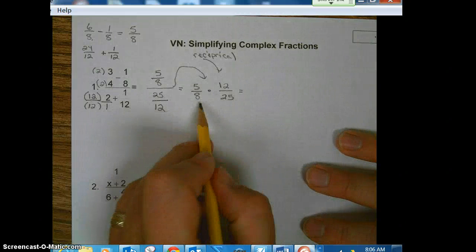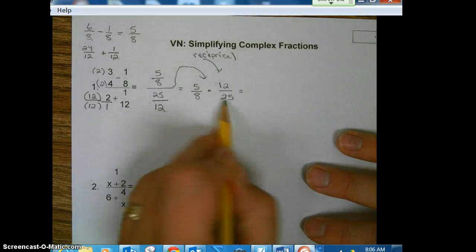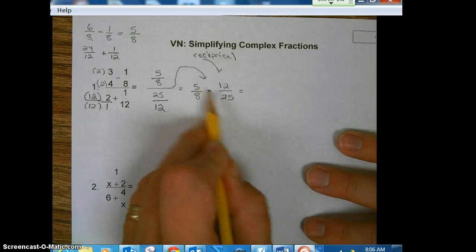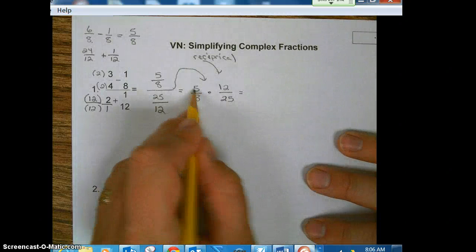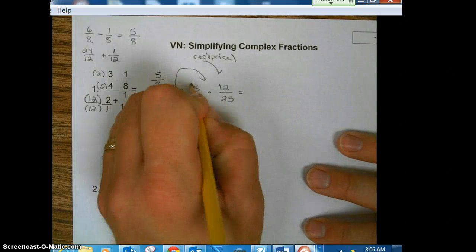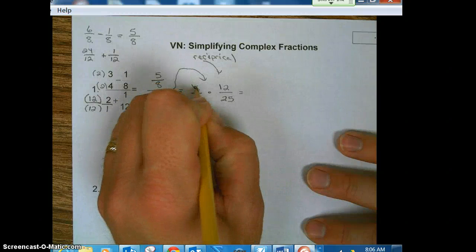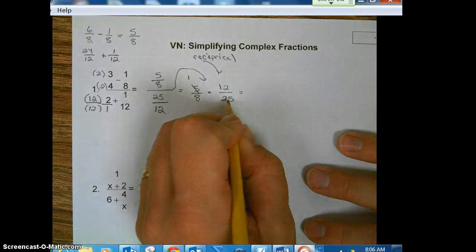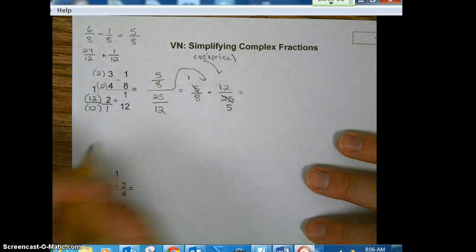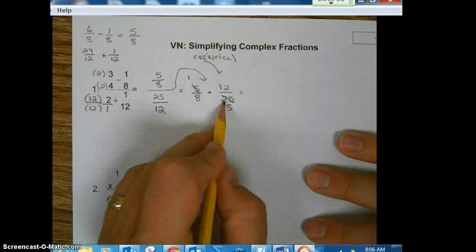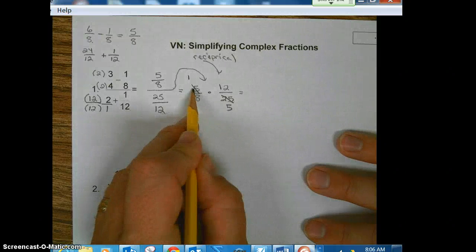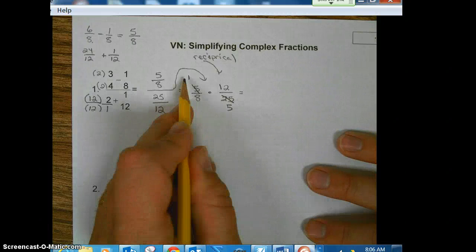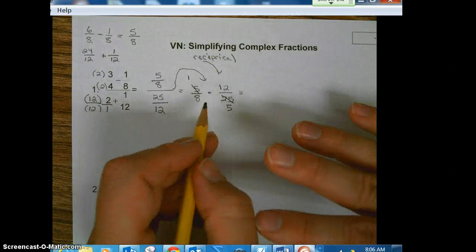Looking at these fractions, look crosswise like this, 5 and 25. 5 goes into both evenly, so I'm going to factor out a 5. 5 goes into 5 one time, 5 goes into 25 5 times. What I'm really doing here is simplifying by factoring out a 5 on the top and a 5 on the bottom, and then those two 5s that I factored out cancel.